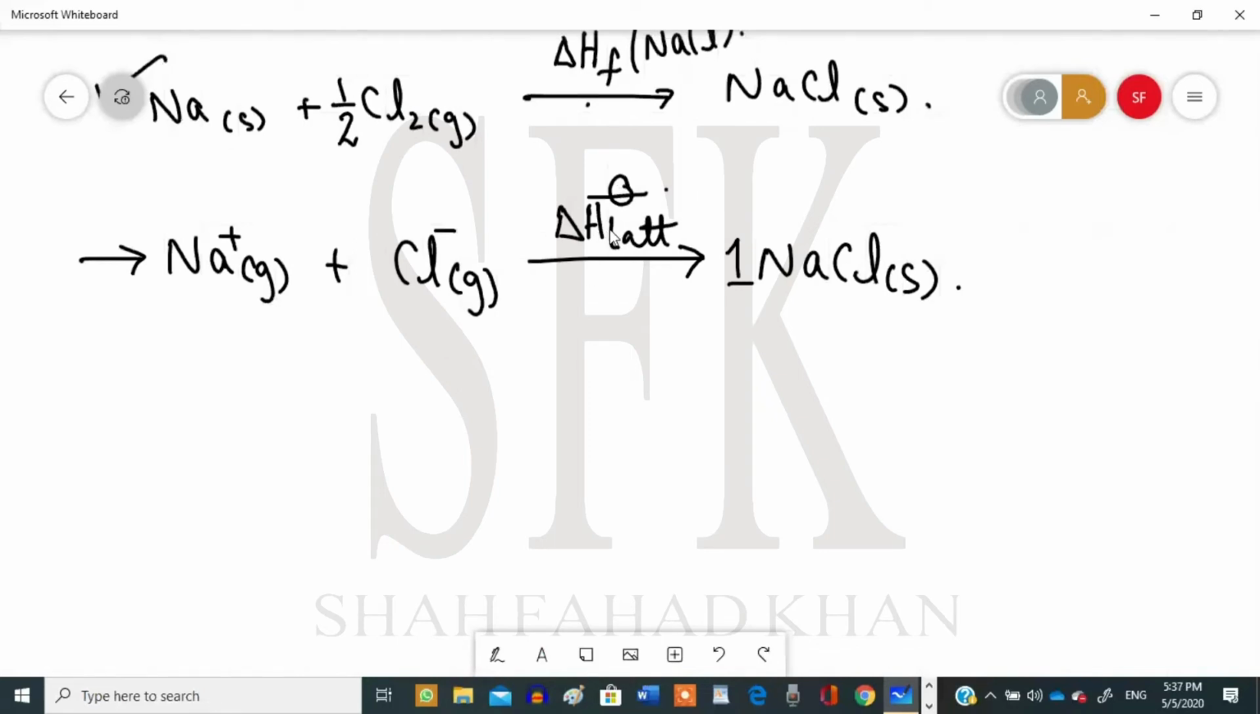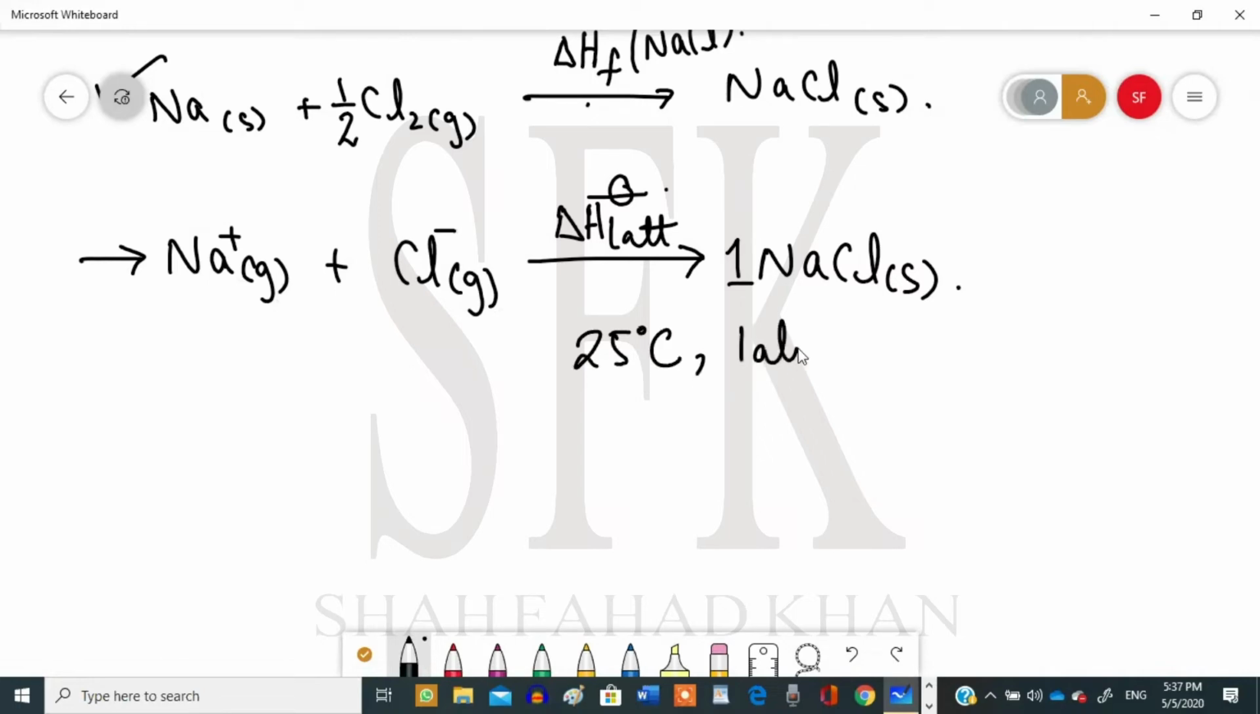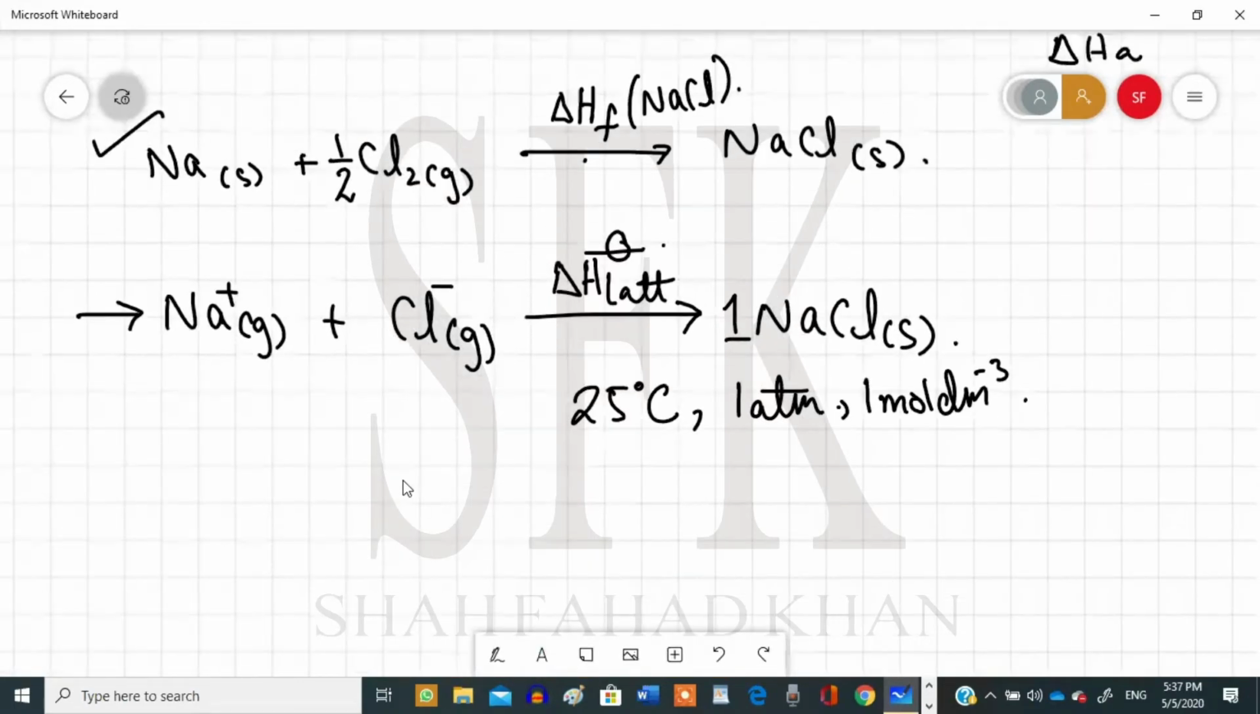So the enthalpy change when one mole of a solid ionic crystalline compound is formed from its gaseous ions under standard conditions, okay? And you guys know what standard conditions are very well. 25 degrees Celsius, one atmospheric pressure. And one mole per dm cube concentration as well in case of solutions, all right? So this is lattice energy.